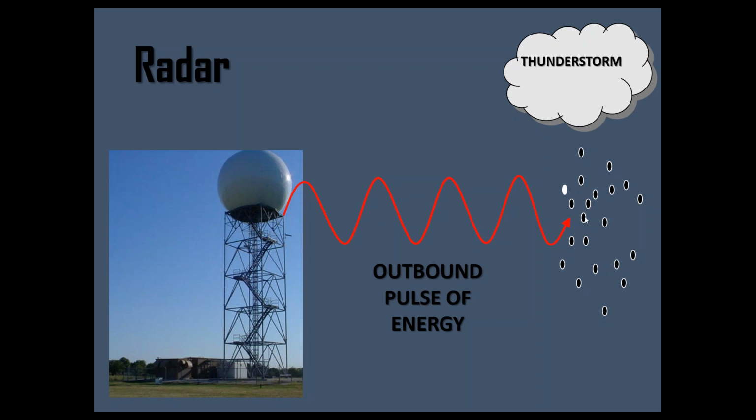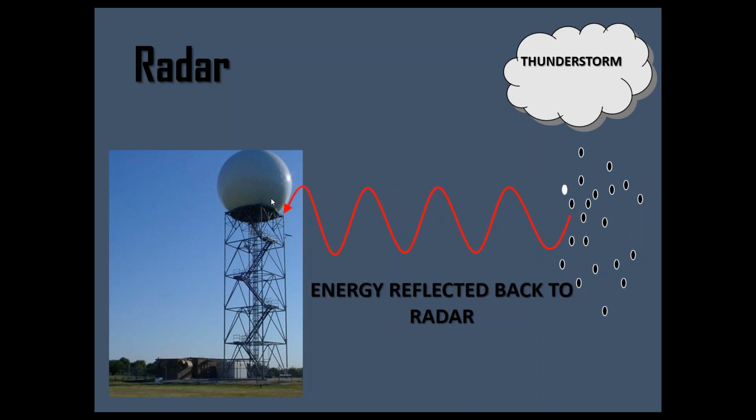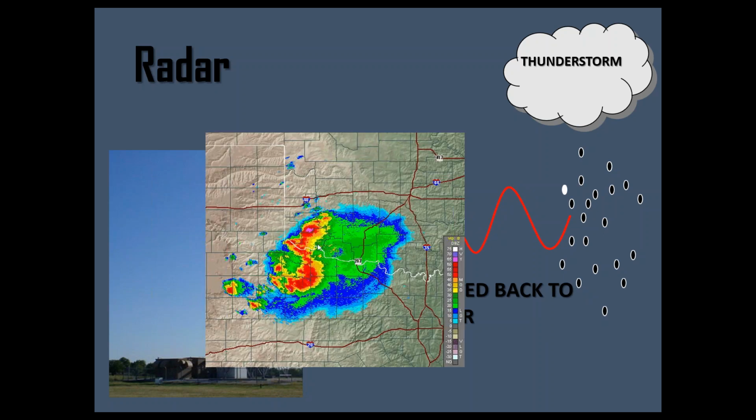So it's really going until it hits something. If it's hitting rain, hail, or debris, what it will do is send that image back. So it reflects back to the radar. And then we can actually see the end result.